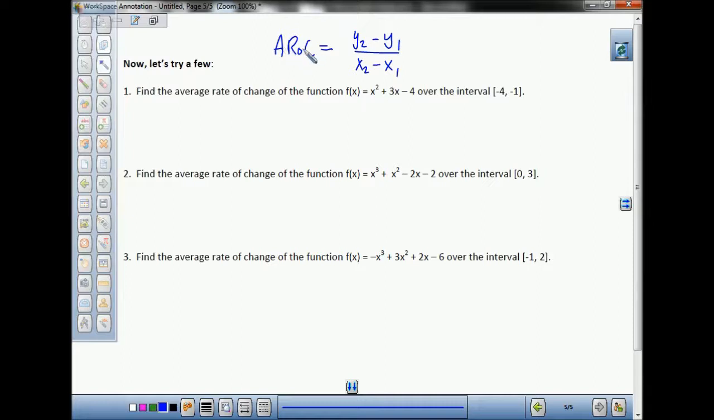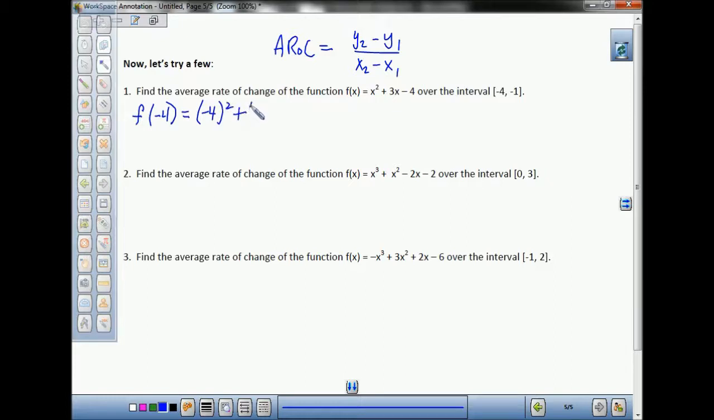It would be an average rate of change, not a constant, because the function I'm dealing with here is not a line, it's a quadratic. So we've got to plug these in. We can't just look at the slope, we've got to plug them in. So first thing I'm going to do is take the function and evaluate it at a value of negative 4. What happens when I plug in negative 4? And you can use your calculator for this.